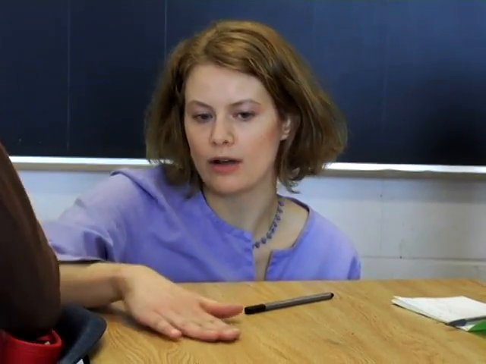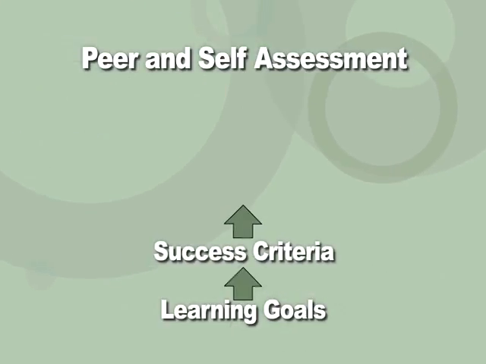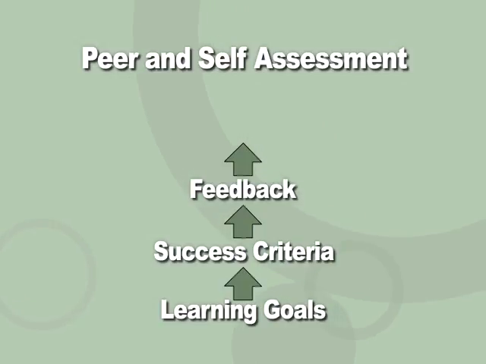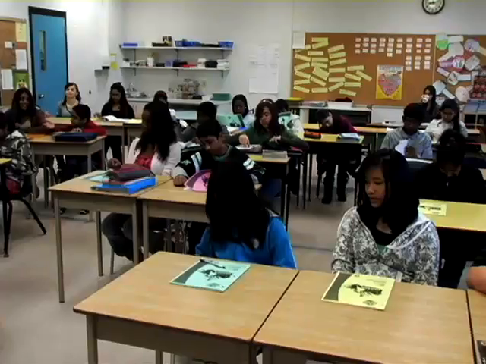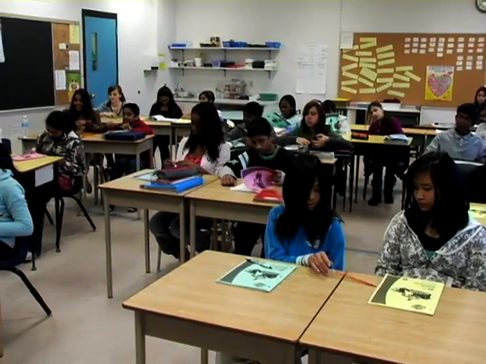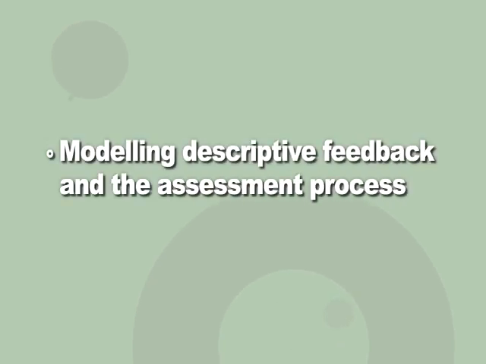When students engage in peer and self-assessment, they know the learning goal, understand what success looks like, provide feedback in their own language, and present alternative perspectives on next steps. However, students need to be taught these assessment skills. You can begin by modeling descriptive feedback and the assessment process.